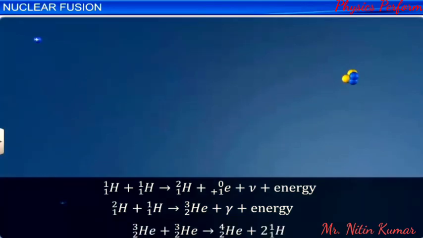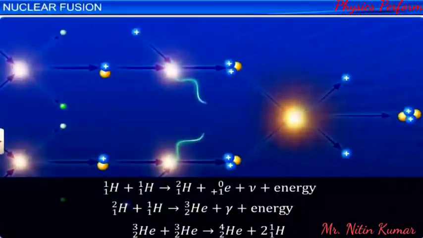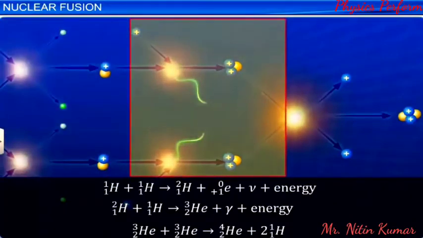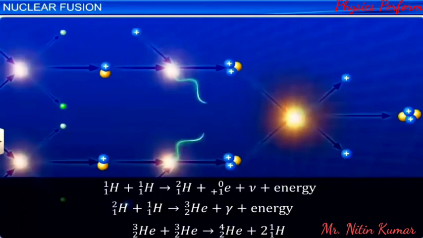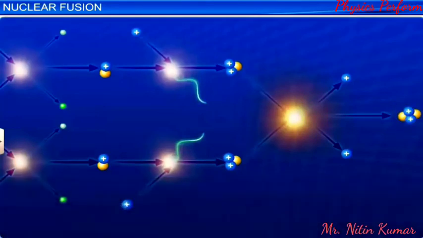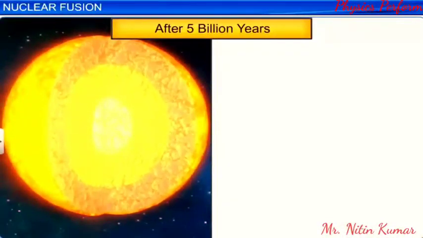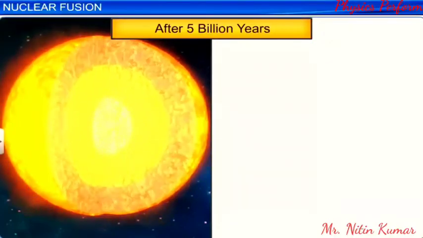For the last step to occur, the processes represented by equations 1 and 2 must occur twice. The net effect of the above multiple step process is that 4 hydrogen nuclei fuse together to form a helium nucleus releasing 2 positrons and gamma particles along with energy equal to 26.7 million electron-volt. This process is estimated to run in the Sun's core for about 5 billion more years, by which it would mostly contain helium nuclei.